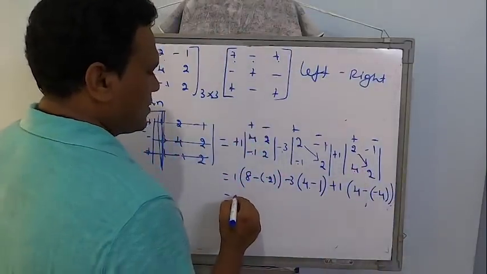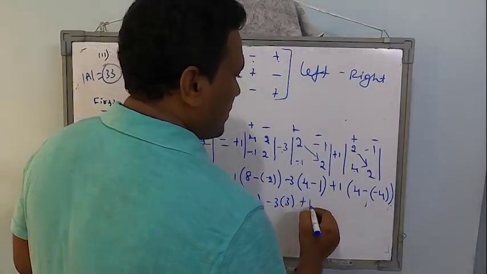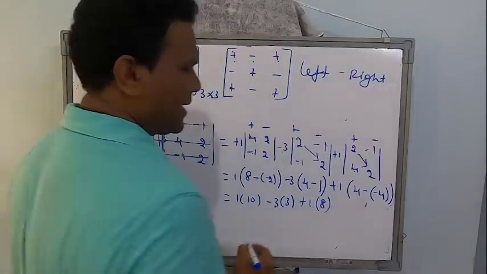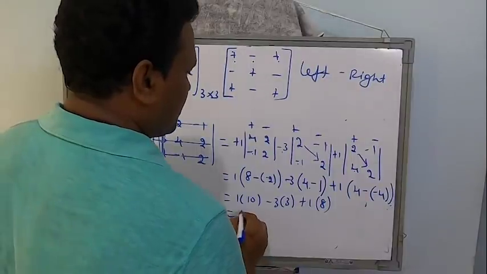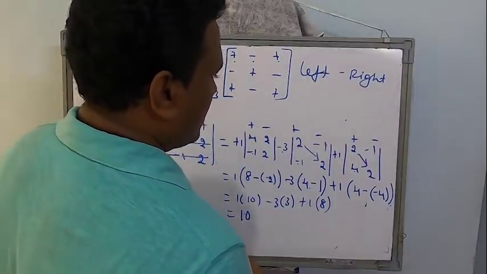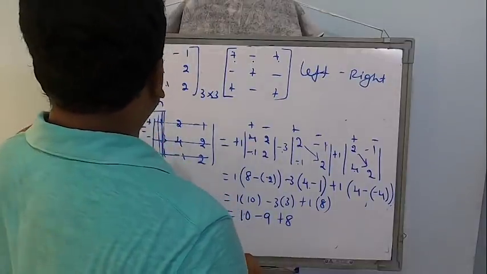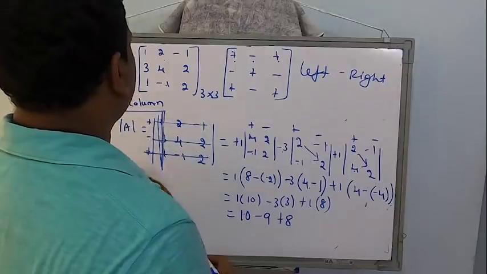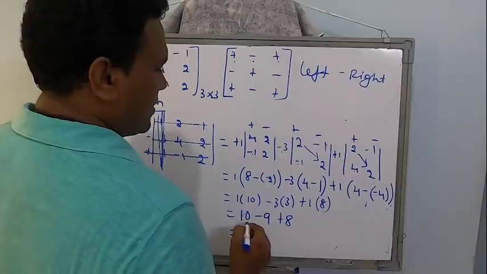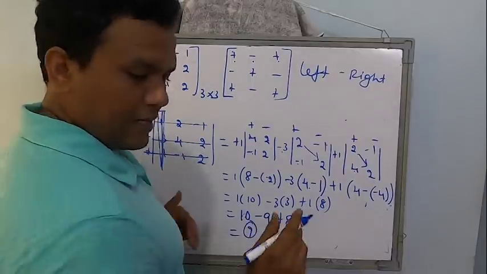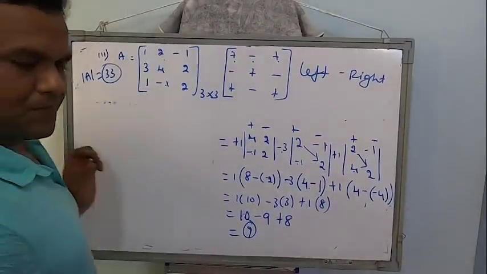Let's simplify this. So this is going to be 1 multiplied by 10 minus 3 multiplied by 3 plus 1 multiplied by 8. Correct, right? Let us simplify this. So that's going to be 10, minus 9 plus 8. Better we check is there anything where I went wrong. Okay, let me just check this one now. So how much is this going to be? 18, and this is giving me 9. So I just want to check from the first row once again.